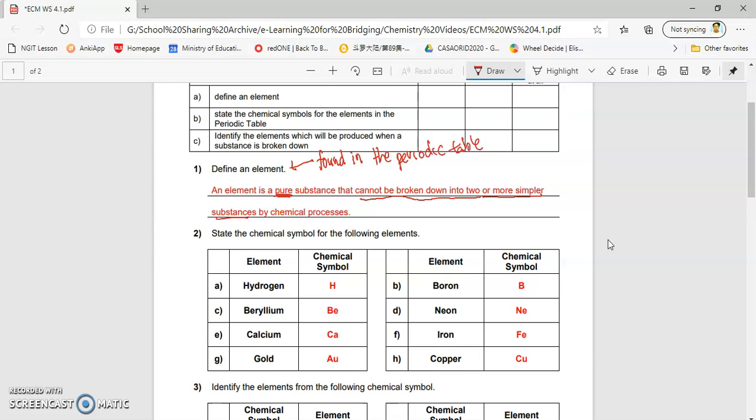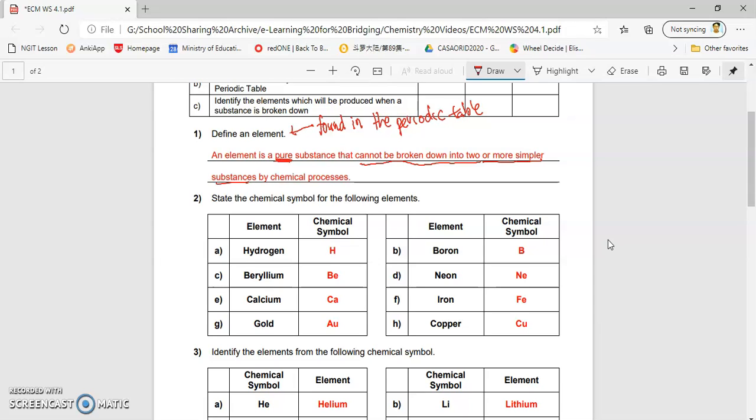So do take note of it. State the chemical symbol of the following elements. All of this can be found in your periodic table. So you must be very familiar with the location of the elements in the periodic table. Do take note, for each of the elements, the first letter is always capital. If the element has two letters, the second letter will always be small caps. So first letter is always capital, second letter is always small caps.